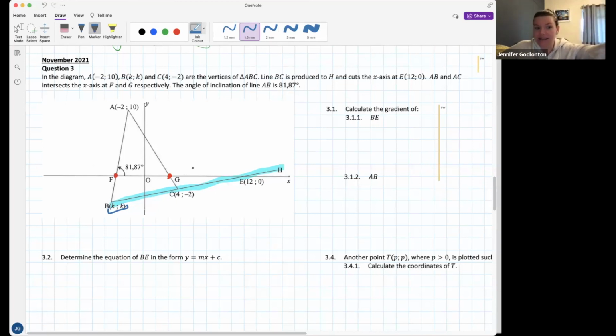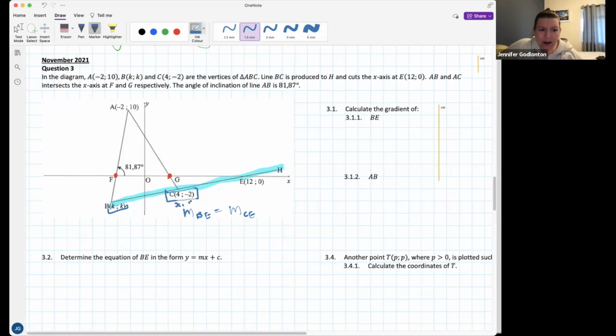Ah, glorious. Yes. Use point C. They told us in the description that C is on that same line. So the gradient of BE is the same as the gradient of CE. Let's just write that in here. The gradient of BE is the same as the gradient of CE because it's on the same line. So we can just use C and E for our gradient over here.